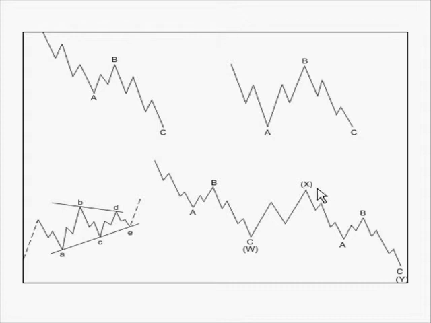So we throw an X over the top and look for another one of these corrective patterns. It could be another zigzag, could be a flat, could be a triangle. And that's true of the X wave as well. It could be any of these other corrections. So really what a combination is, is a sequence of independent corrective patterns that are linked together. So with that, let's move into the example I chose.